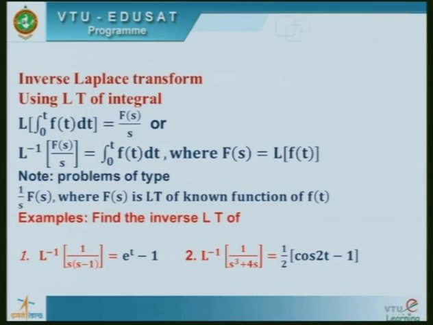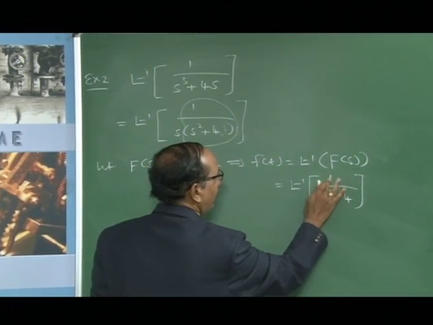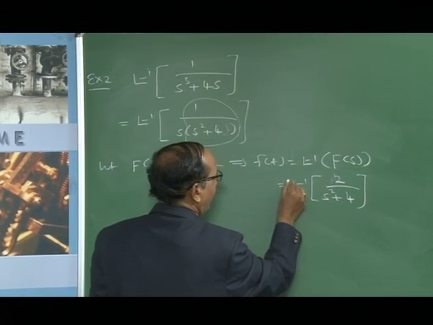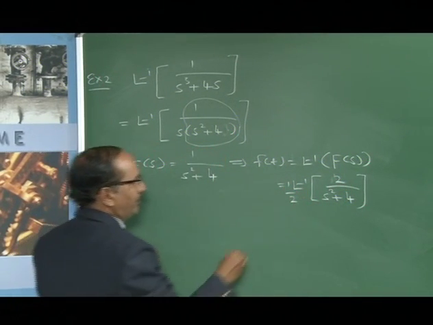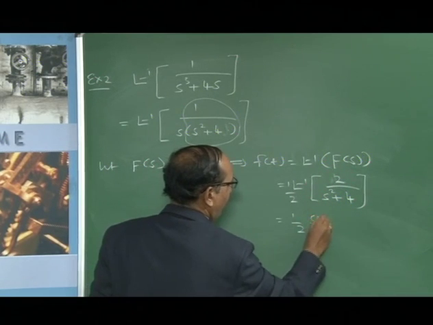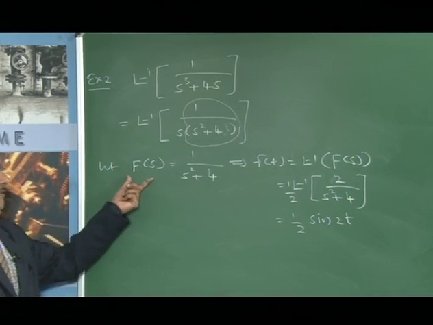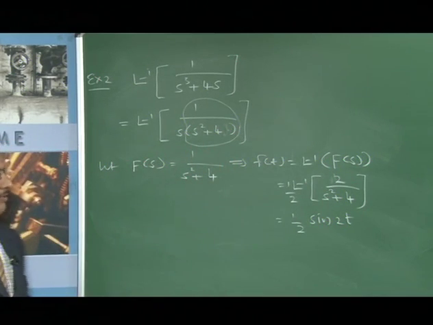What is the Laplace transform of sin at? a divided by s square plus a square. So, a is 2 here, I can write multiplying 2 and dividing 2. So, one can easily write 1 upon 2 into, this is the standard one, sin 2t. So, for this F of s, f of t is obtained.